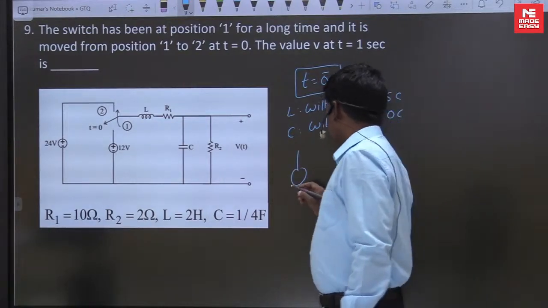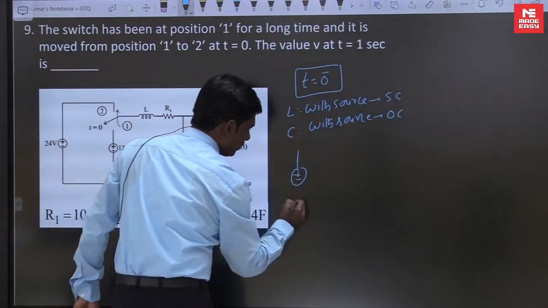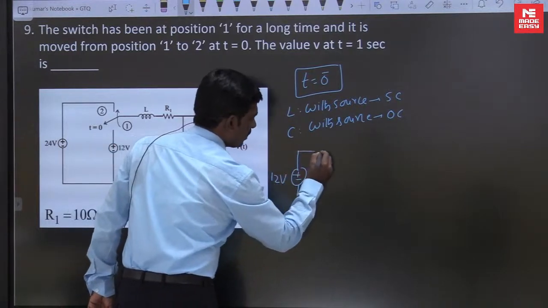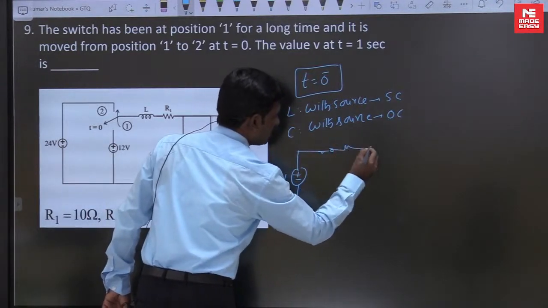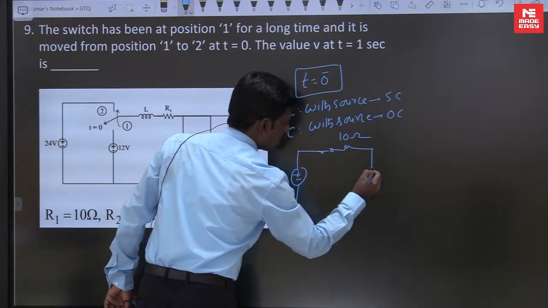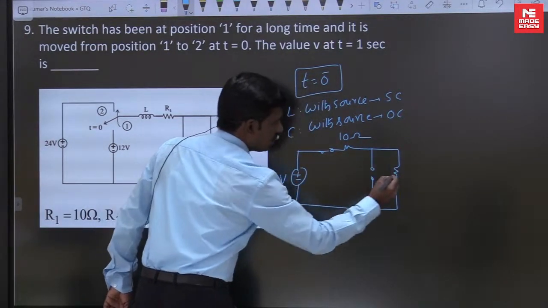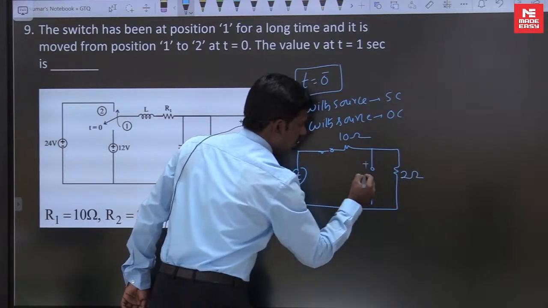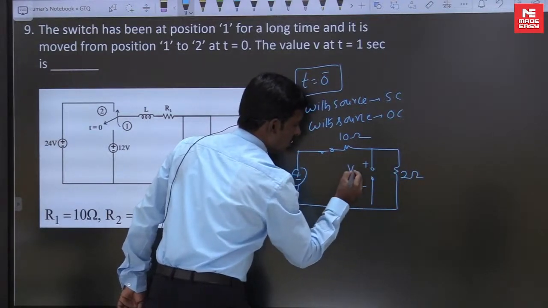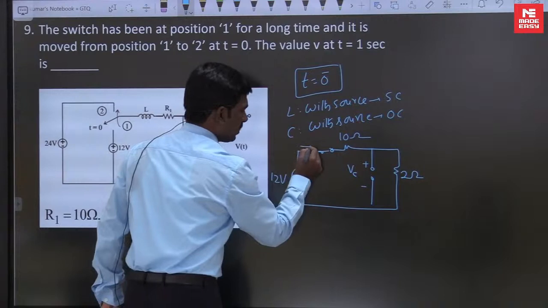Now draw the diagram. 12 volts. Short circuit. R1 value is 10 ohms. Capacitor is open circuited and R2 value is 2 ohms. Here VC of 0 minus.